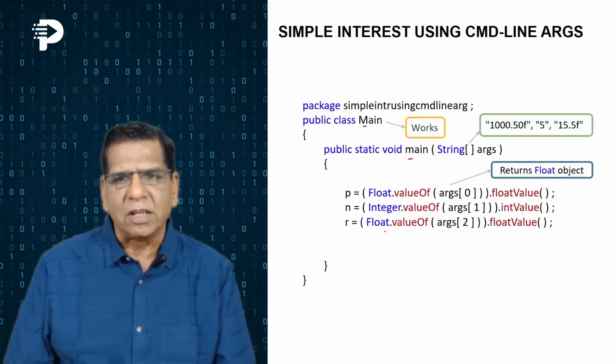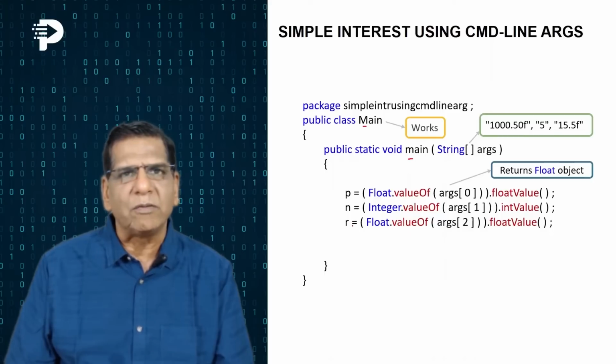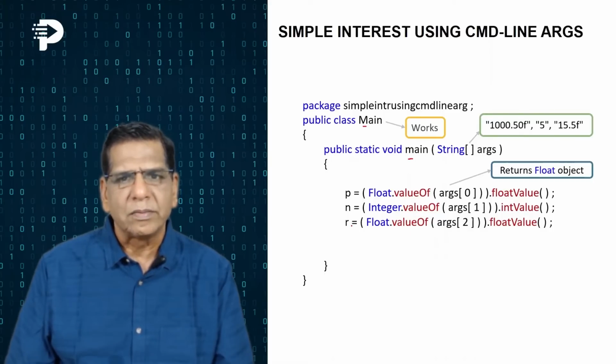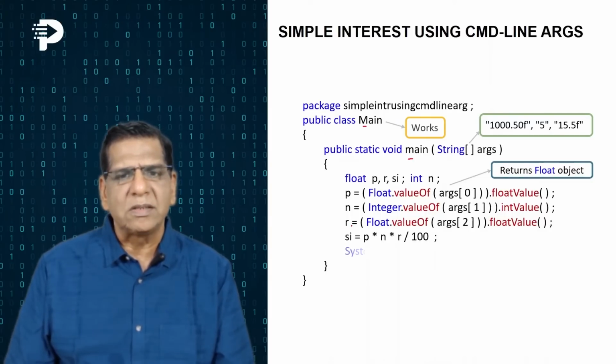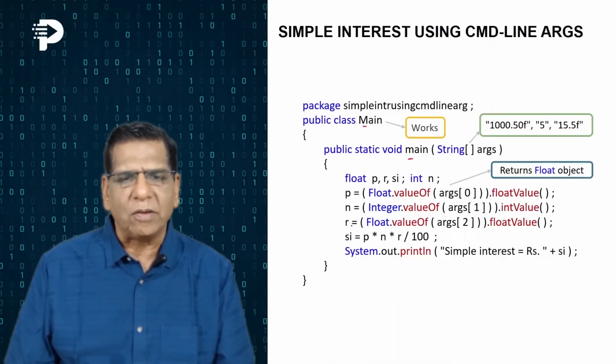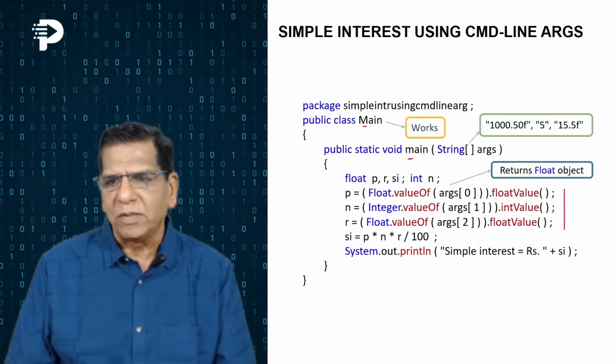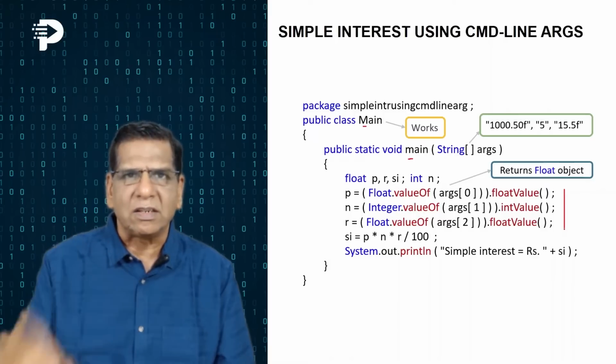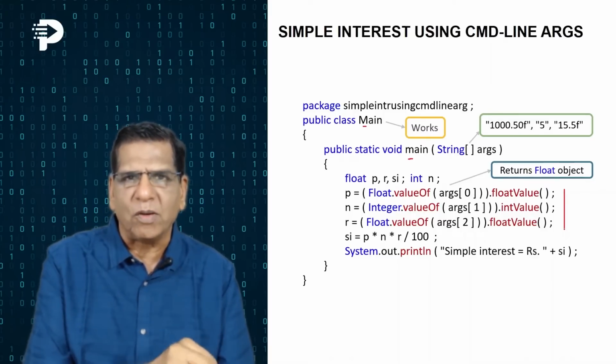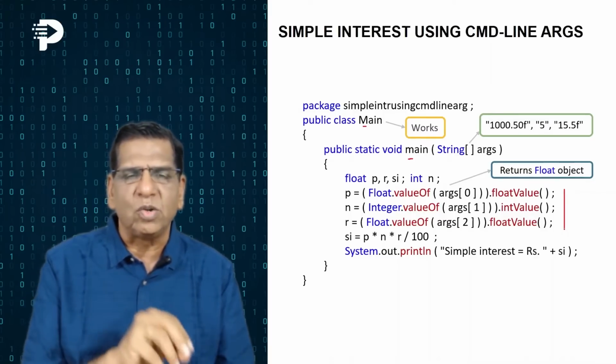Likewise, I can convert the rate of interest into some variable r and then get the usual simple interest done. Do define the variables. Finally, you can print the value of simple interest. So that is how you can make use of this float and integer classes to convert a stringized float into a floating point value or a stringized integer into an integer value.